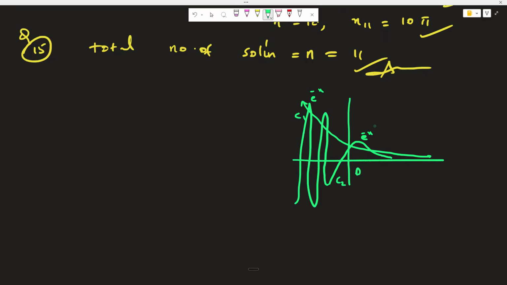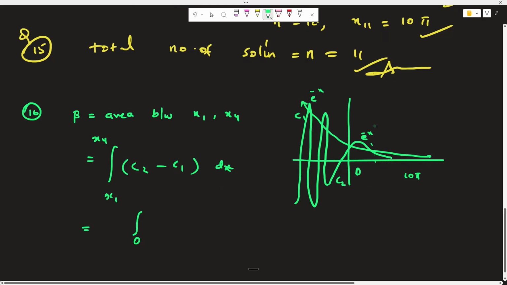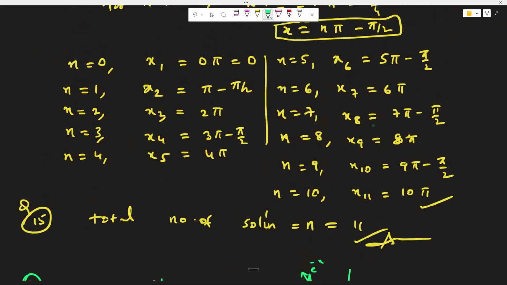And we require from 0 to 10 pi, okay? The upper value should be somewhere at x4, so the upper graph is the second graph C2. Therefore, for question number 16, we have to write beta is equal to the area between x1 and x4, that is x1 to x4, C2 minus C1, dx. So x1 is 0, and what is x4?